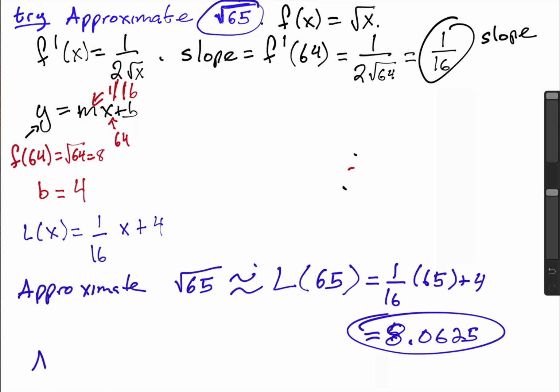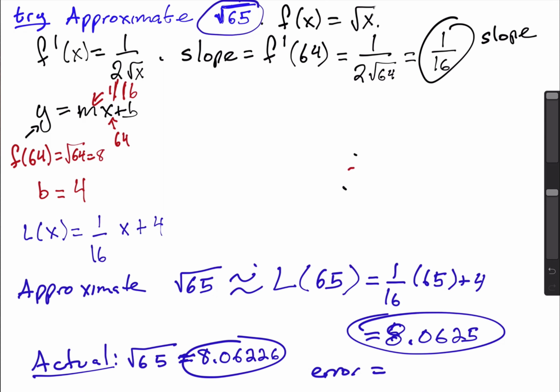Okay, and then what's the actual? 0.06226. So the error is pretty small, right? So just subtract the actual minus the 226. Okay. And whatever that is, what is that? I'm losing the... Can't tell what that number is anymore. That's a 5, that's a 6. Okay.